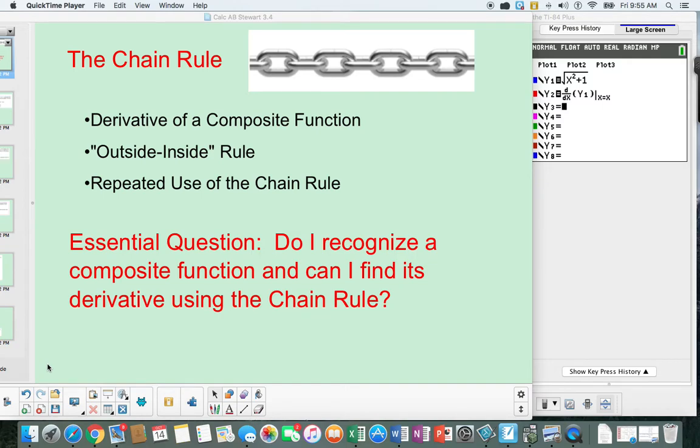The chain rule. Essential question: Do I recognize a composite function, and can I find its derivative using the chain rule?